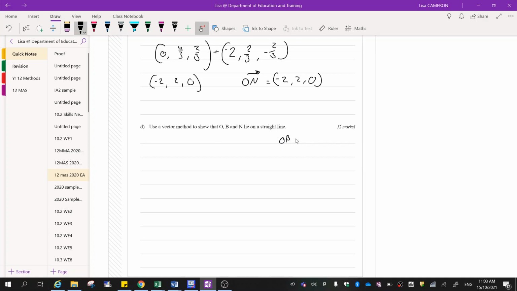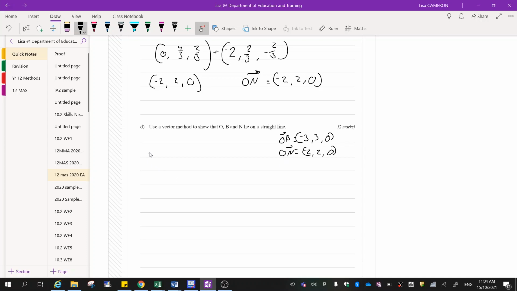So O to B is equal to -3, 3, 0. O to N is equal to -2, 2, and 0. I'll give you guys a quick sec. See if you notice anything about these two vectors. I'm just going to continue over. Alright, so hopefully what you guys notice is that they are actually a scalar of each other.